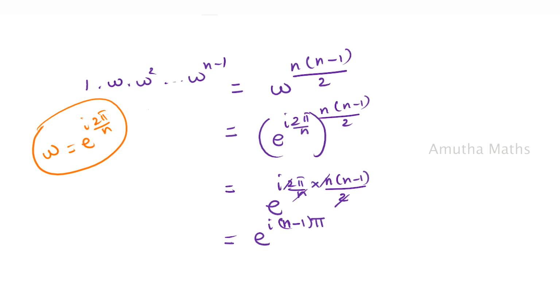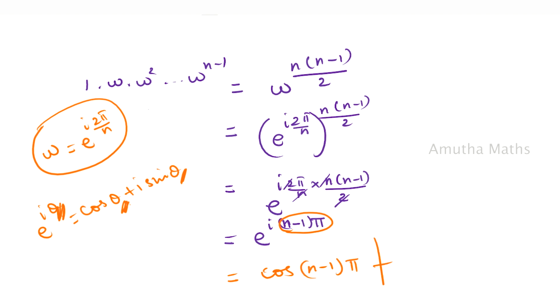Now we know that e power I theta is equal to cos theta plus I sin theta, is it not? So if we have theta here, I am having n minus 1 into pi. So I can write it as cos of n minus 1 into pi plus I sin of n minus 1 into pi. Here theta is n minus 1 into pi.